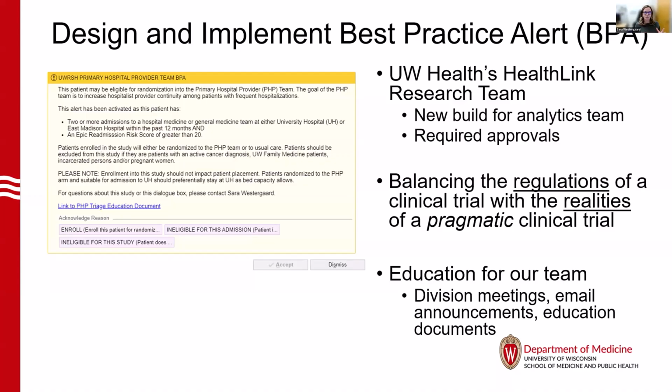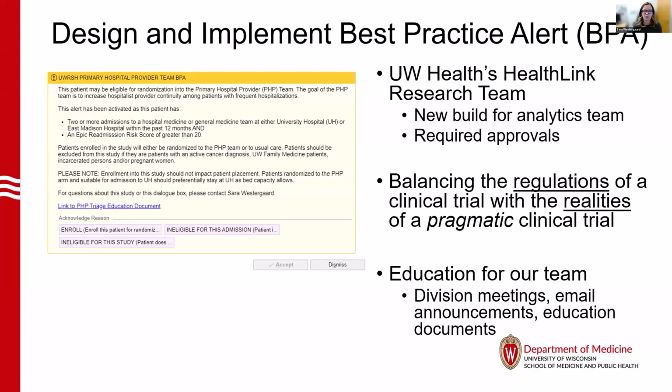And so our thought was that we could use this BPA, use the technology within the electronic health record, to identify those patients so that triage would be able to enroll and then randomize those patients to either our PHP team or to usual care. This was a new build for the HealthLink research team. It's not a new build entirely, but for the research team here at UW, this was a new workflow for them.